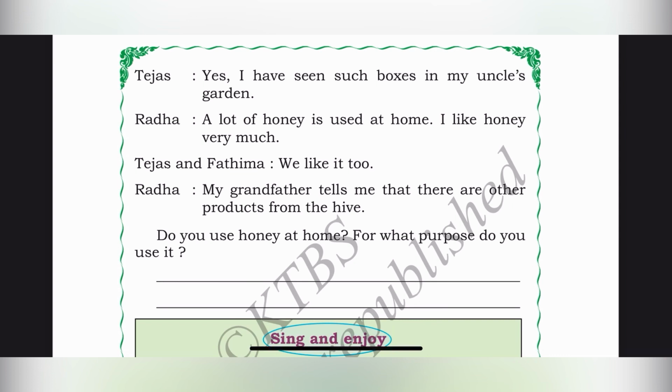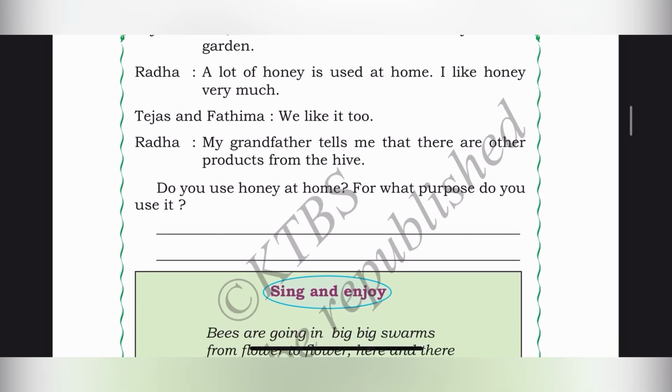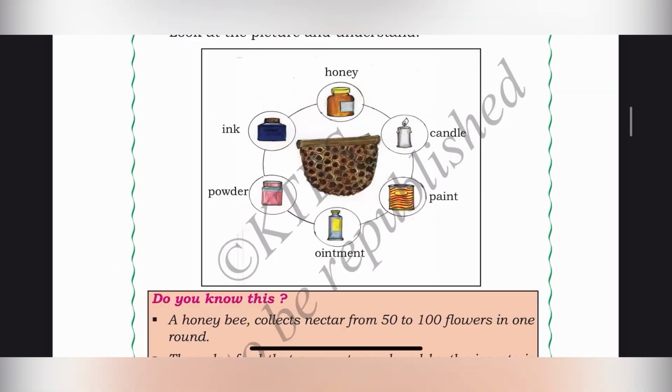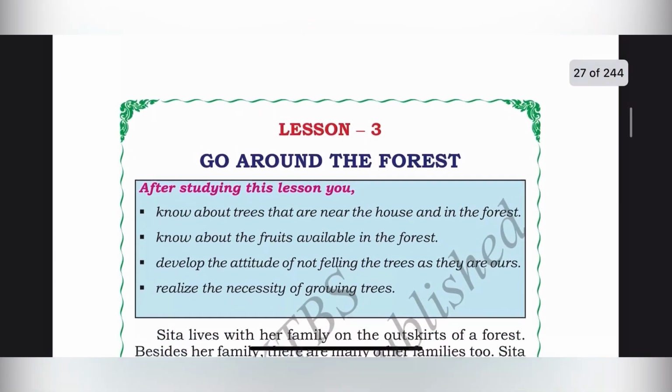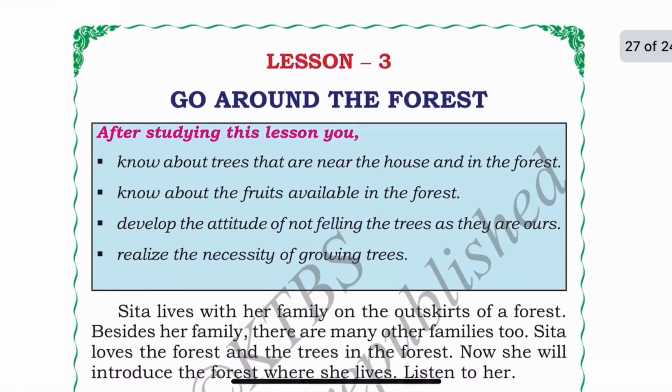Children, there are 2 spaces provided and you need to write the answers. Honey has medicinal qualities. Since it has those qualities, its consumption is very good for our health. The below given are the different products of the honeybee that we obtain along with honey. That is, they can be used as wax, candles, ink, ointment and many more. So children, this is all about lesson 1 and lesson 2. Hope you all understood this.